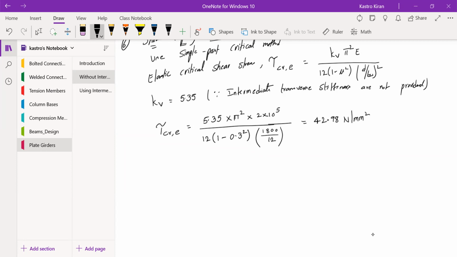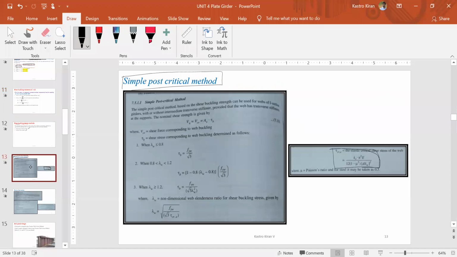Now here you also have to find the value of lambda w. If you remember, I'll show you that. Here you can see you have three conditions of lambda w: when lambda w is less than or equal to 0.8, when lambda w is between 0.8 and 1.2, and when lambda w is greater than or equal to 1.2. Now you don't know which condition to select because you don't know the value of lambda w. So what you can do is directly take the last case, which is the worst case, that is the third case.